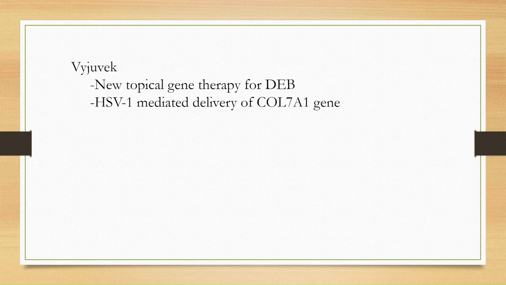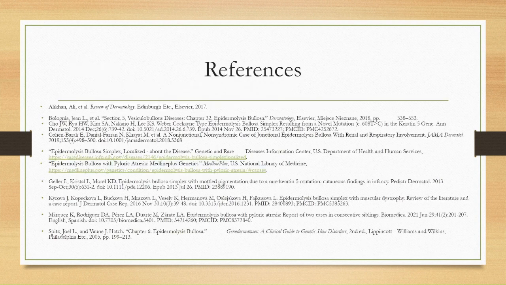Now, this is only indicated in dystrophic EB. Why is it only indicated in dystrophic EB? You know this because that's the only one with collagen 7 mutations.